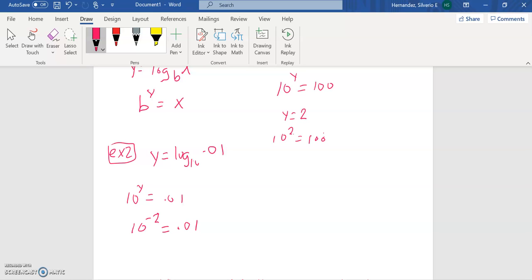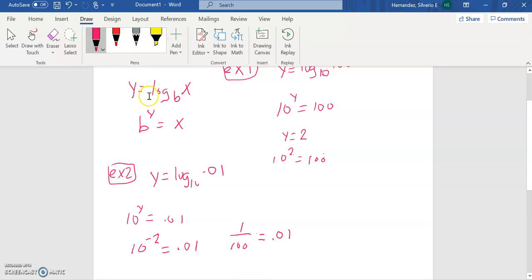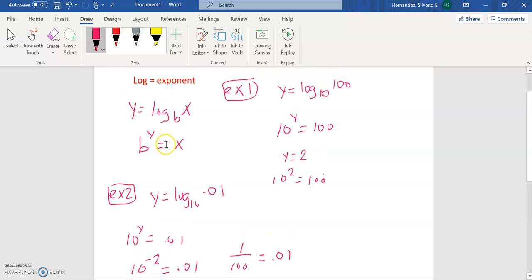0.01. Okay, and I can check that because that one's a little bit harder to see than the last problem that we did. Here I would get 1 divided by 10 squared, which is 100. So 1 divided by 100 gives me 0.01. So those are two examples that we can use to understand what this log equation is telling me.